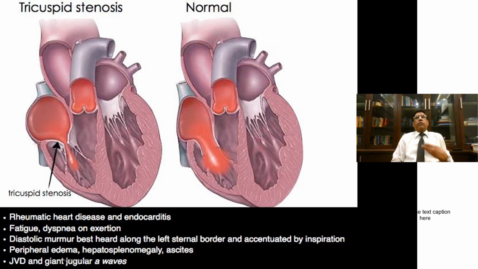The back pressure effect would lead to a rise in jugular venous pressure. There would be hepatomegaly. Later on, it may also lead to accumulation of fluid in the peritoneal cavity in the form of ascites. And jugular venous distension with a giant jugular A wave is a very prominent feature which is seen in the neck veins.